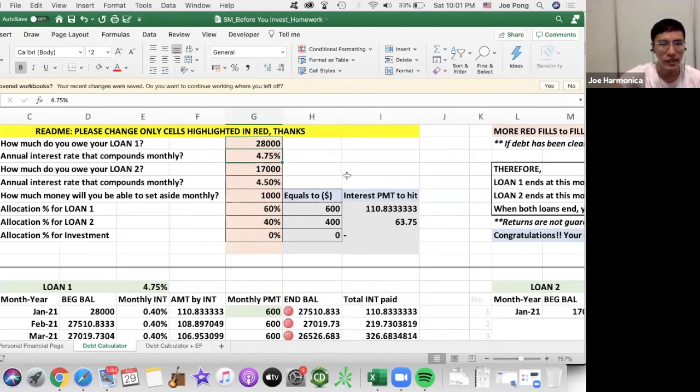All right, and they have an annual compound interest rate of 4.75% and 4.5%. Do you consider these interest rates high? Do you consider them low? High in a sense that they beat your inflation rate.